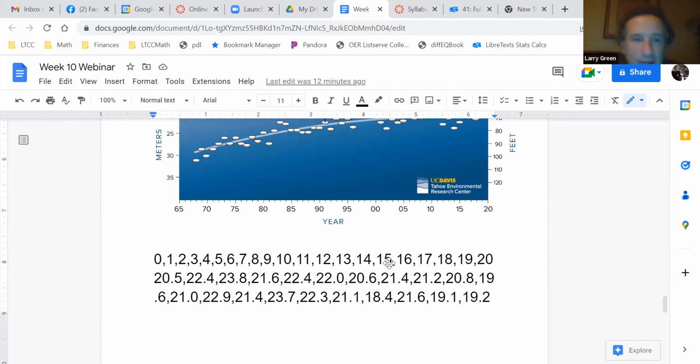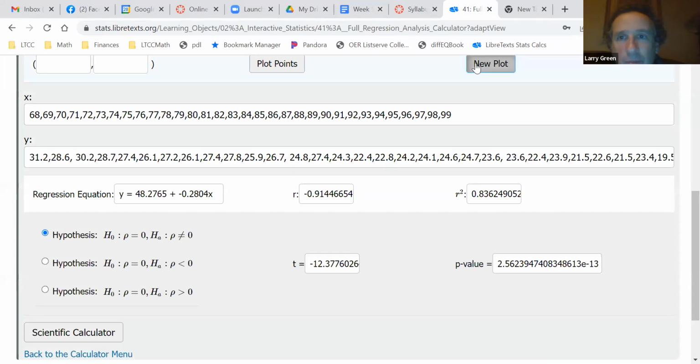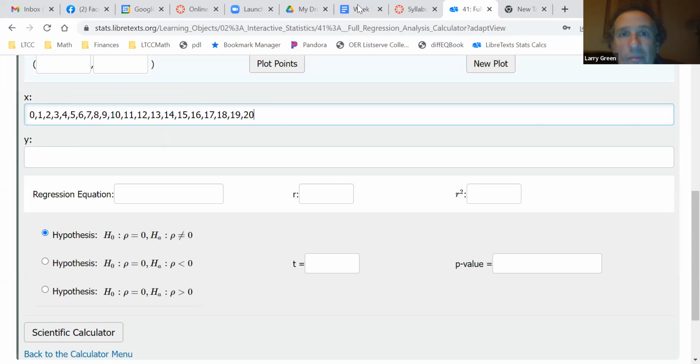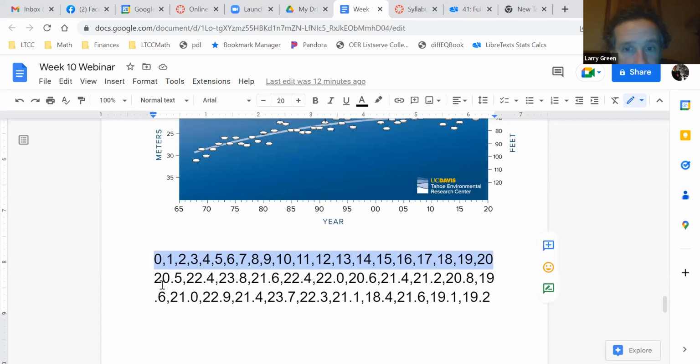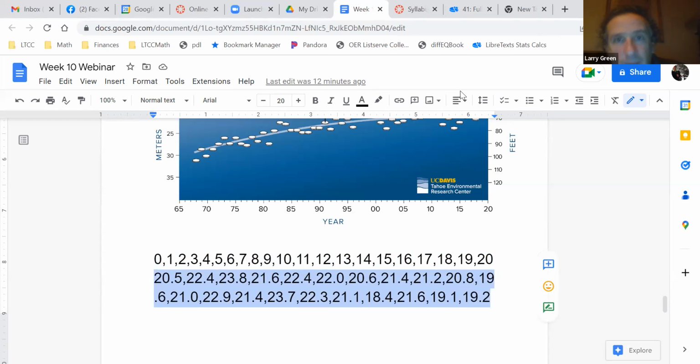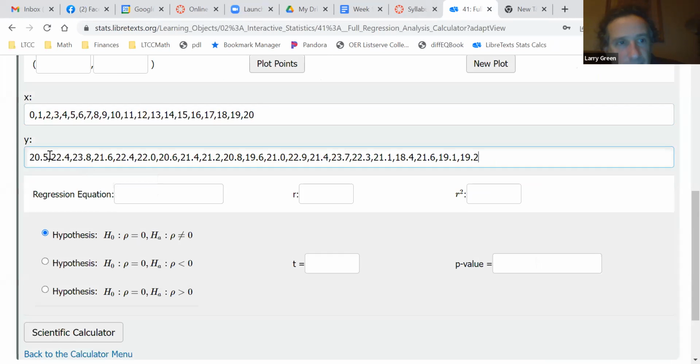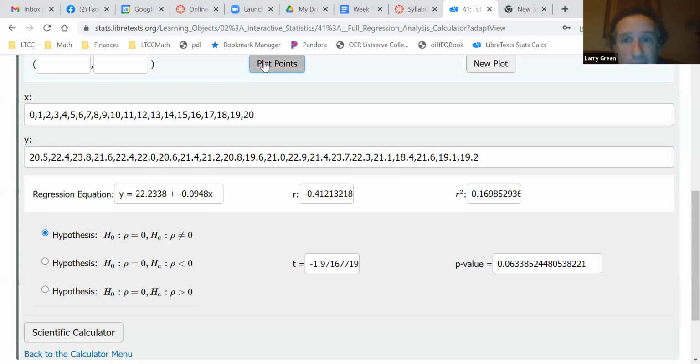And this is the data, by the way. And in fact, if you go in, let me do that. Here's the data for that. So I'm going to go new plot, copy that in, and copy these guys in, and plot points. Now we look at everything.